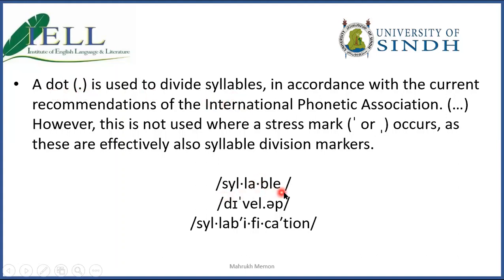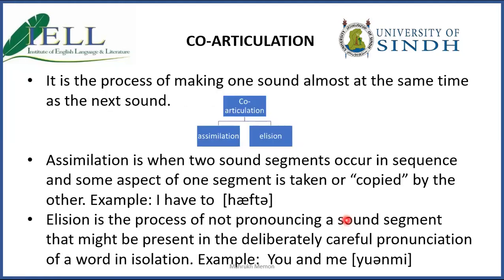So this is one word, "syllable." It has three syllables: one syllable, a dot, and another syllable, a dot, and another syllable. Then there is another word, "develop." It has two syllables: one syllable, a dot, and another syllable. All right. So this is how we divide between different syllables in a word.